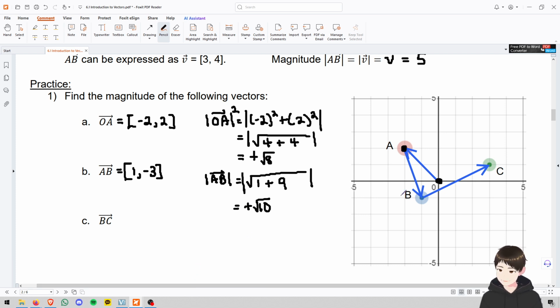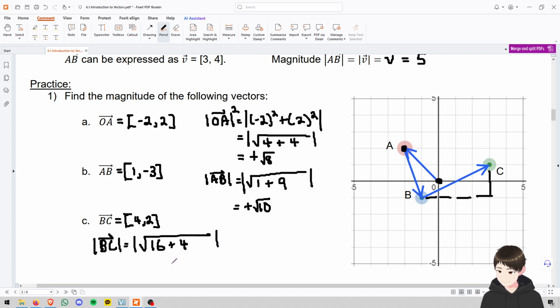Okay, so same thing here. Let's do this. Horizontal 1, 2, 3, 4. Vertical 1, 2. Vector BC can be described as 4, 2. The magnitude of vector BC is the magnitude of the square root of 4 squared plus 2 squared. And that would be a positive square root 20, a scalar value. And that's vectors.